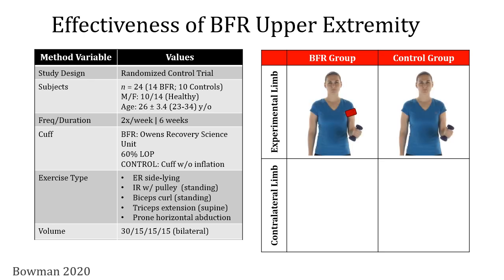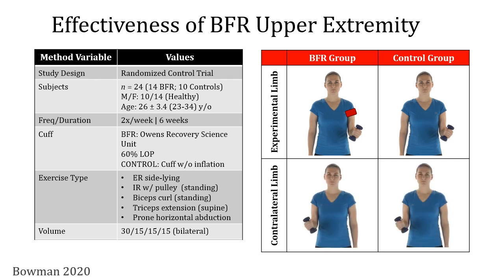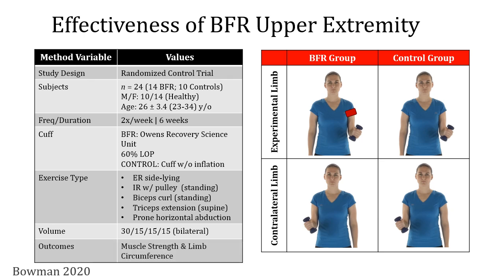So we really have a 2x2 group experimental design, because though they performed the exercise bilaterally, they only had the cuff on one arm. So you have the BFR group that did the experimental limb as well as the contralateral limb, and then you have the control group that did both the experimental limb and the contralateral limb. And the outcomes that they were looking for were muscle strength and limb circumference.